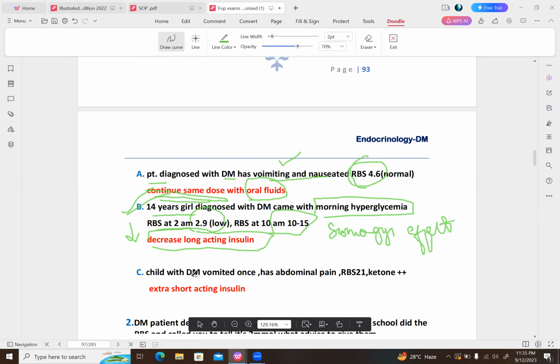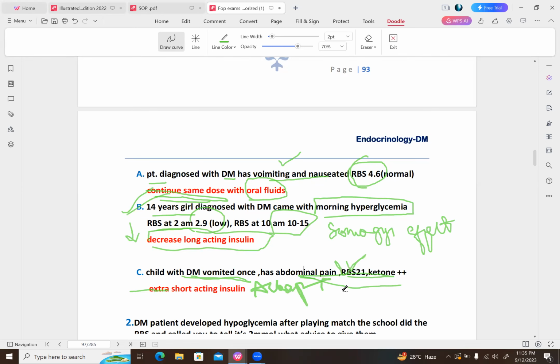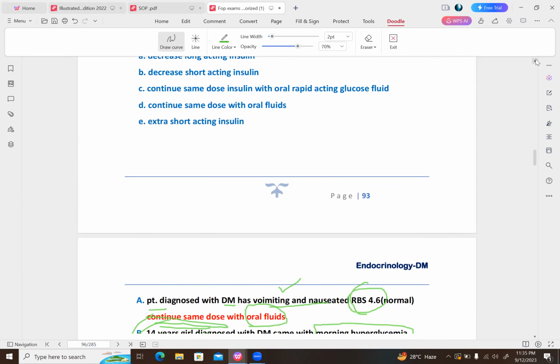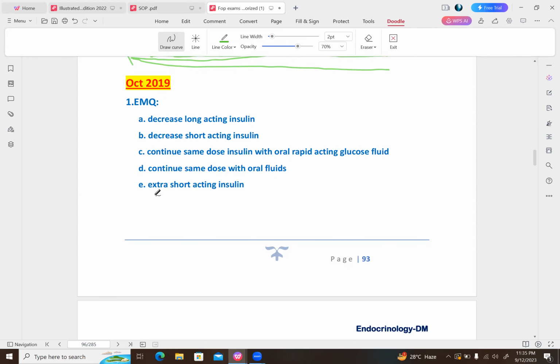Okay, a patient with diabetes mellitus vomited once. He has abdominal pain and ketones. This is DKA. RBS is very high. So you give short acting, not extra short. It is the Actrapid, which is a short acting. Actually, short acting insulin is not in the options. That's why they have selected extra short. Look, this is not in the options. Okay.